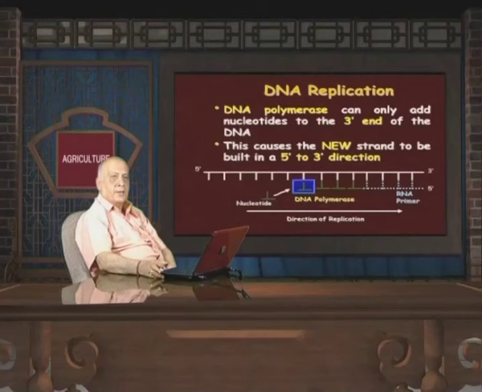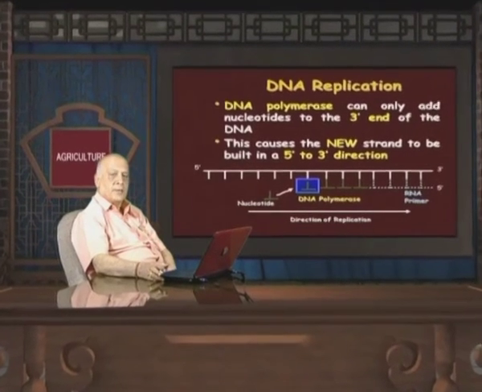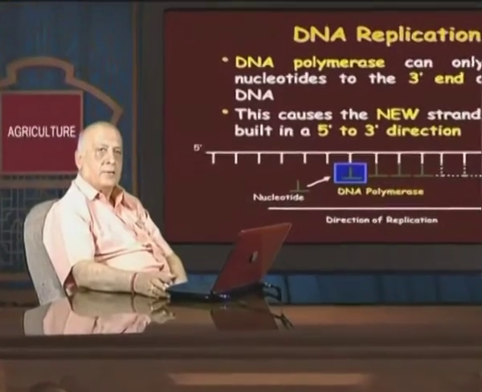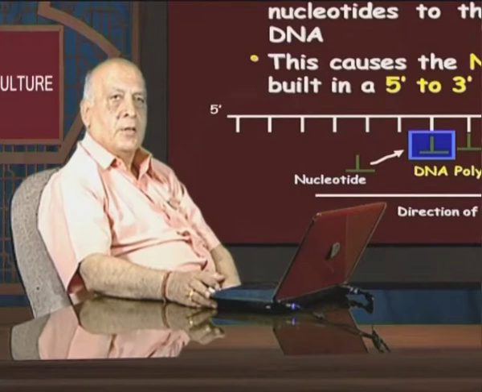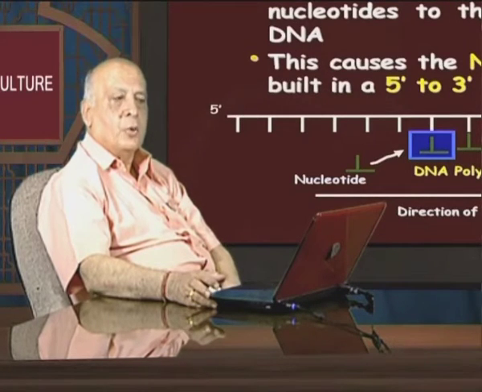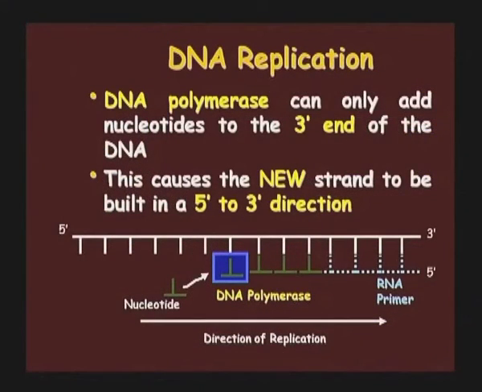What is important here in the DNA structure discovered by Watson and Crick is that DNA is a double helix, and at the time of DNA duplication, which we call DNA replication, the chain opens up and there is a synthesis of a new chain on the old chain, and the enzyme responsible for the synthesis of the new chain over the old parent chain is referred to as DNA polymerase. The DNA polymerase can only add nucleotides to the 3' end of the DNA, and this causes the new strand to be built in a 5' to 3' direction.